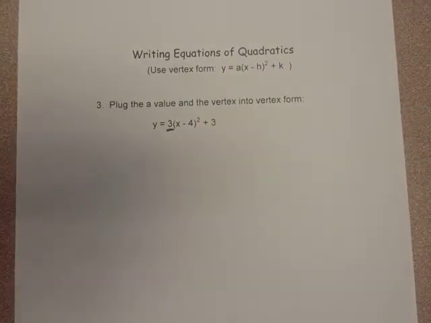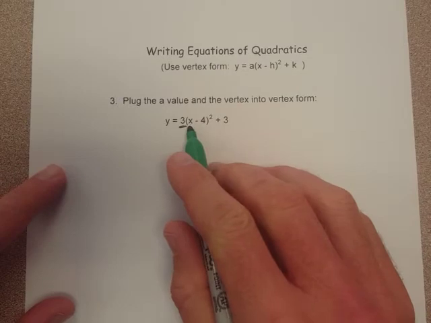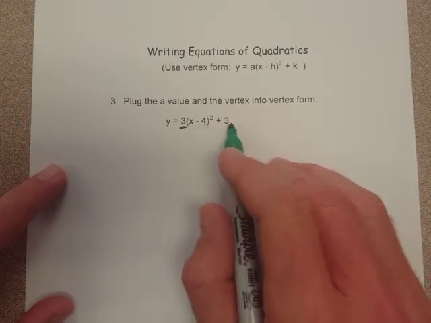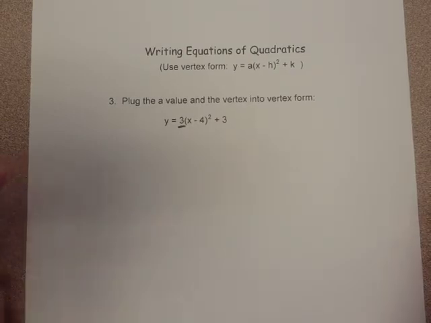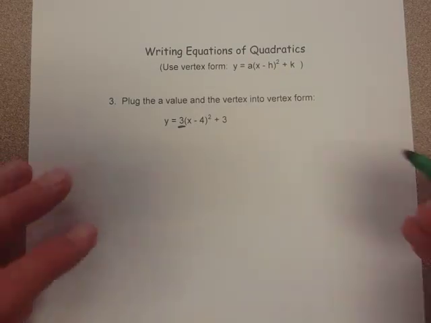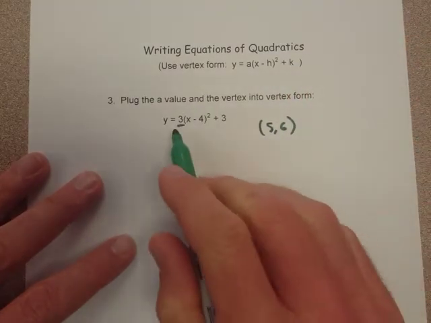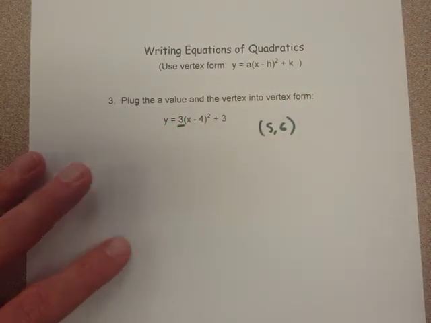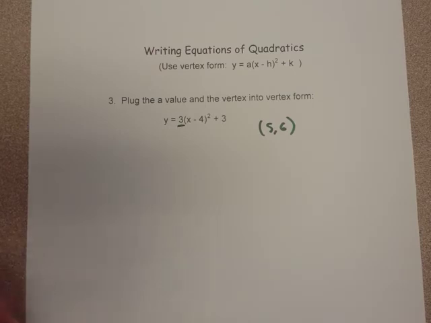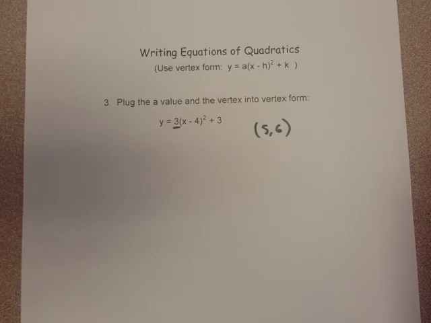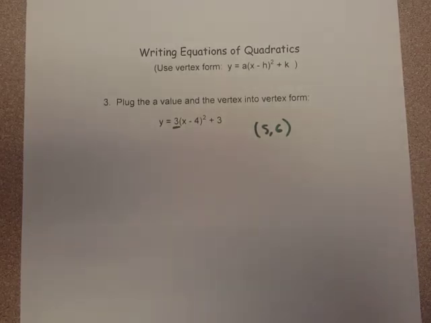And there's a lot of stuff that you can do with vertex form. You can find out where that vertex is right off the bat: (4, 3). And then if you wanted to make sure that the point that they gave us, (5, 6), worked, plug it in to this new form and see if it makes a true statement. So that is about writing in vertex form given 2 points initially.